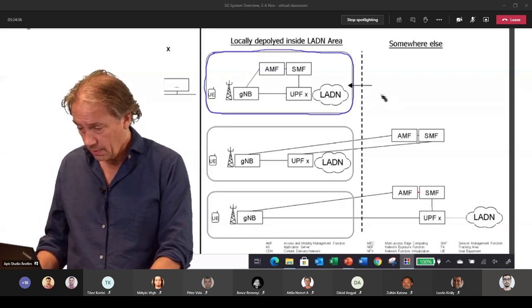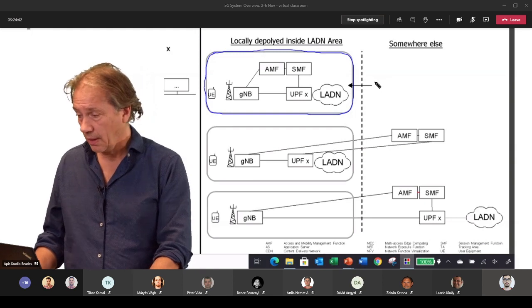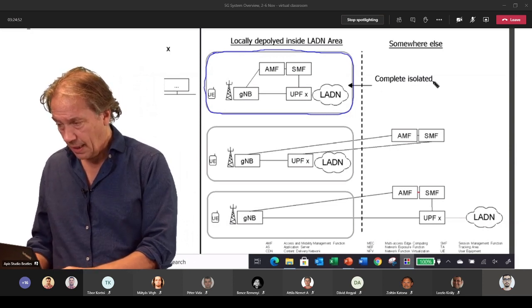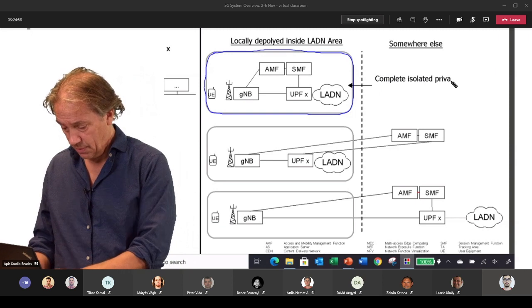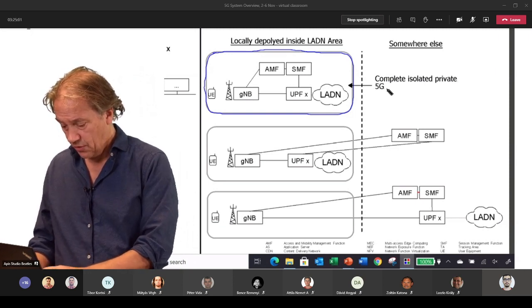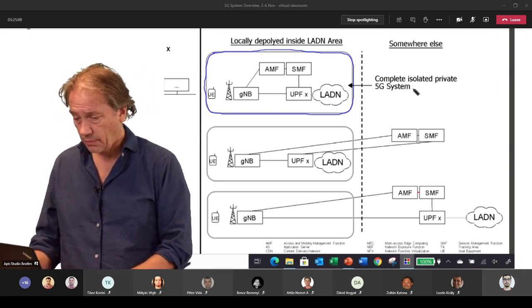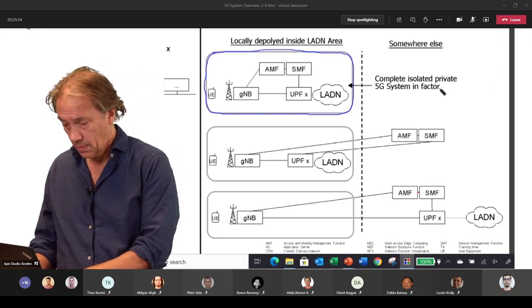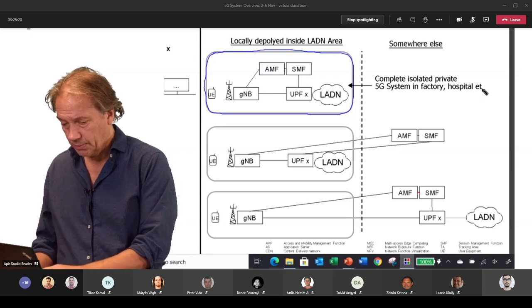So one example of this is a completely isolated, maybe private 5G system in a factory, hospital, etc.